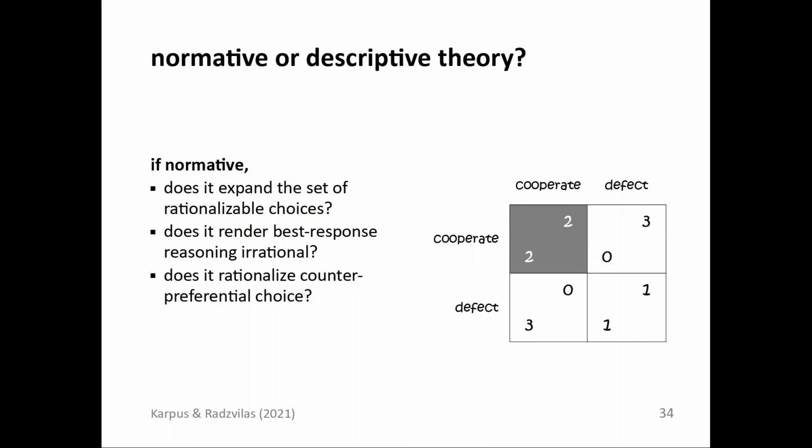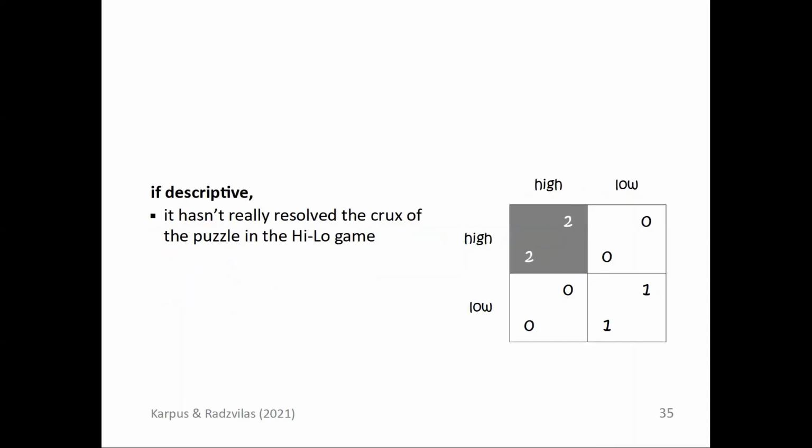A good example here is again the prisoner's dilemma game. If cooperation in this game is rational, does it mean that defection is not, or vice versa? Furthermore, if cooperation here is rational, does it mean that the theory rationalizes counter-preferential choice? If, on the other hand, this is a merely descriptive theory, then it hasn't really resolved the crux of the puzzle that was brought to game theory with the example of the high-low game. Namely, why does it seem obvious that rational players in this game should both choose the high prize?